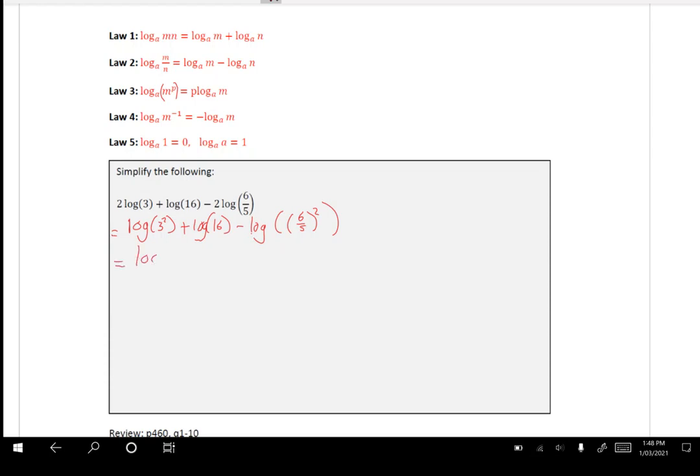So let's simplify that. We have log 9 plus log 16 minus log... How do I square a fraction? This one always gets you guys. How do I square a fraction? Yeah, in other words, you square the top, you square the bottom. So that would be 36 on 25.